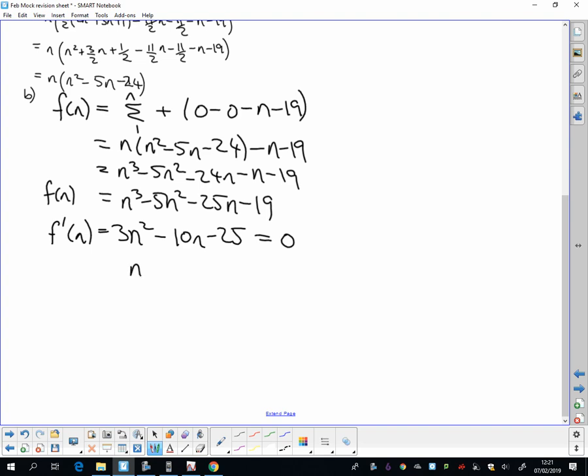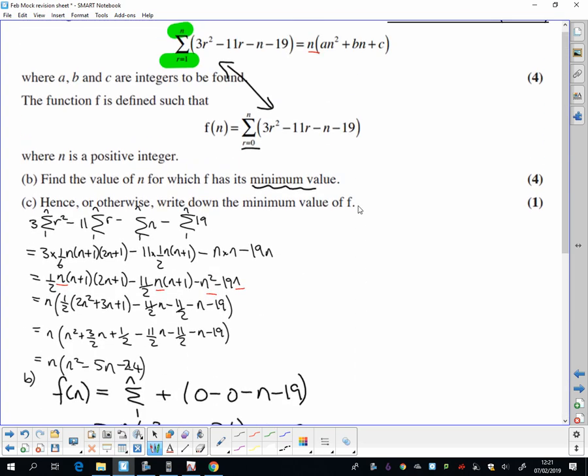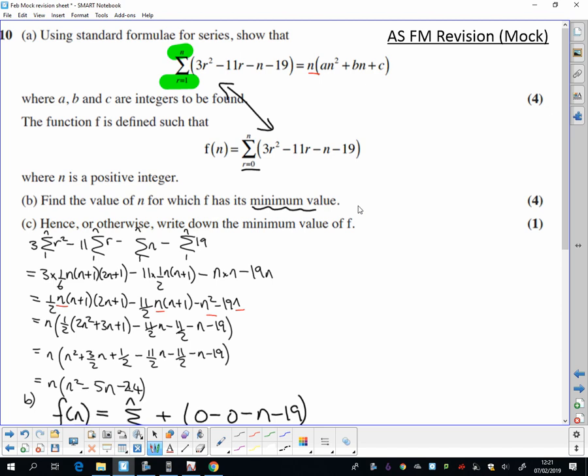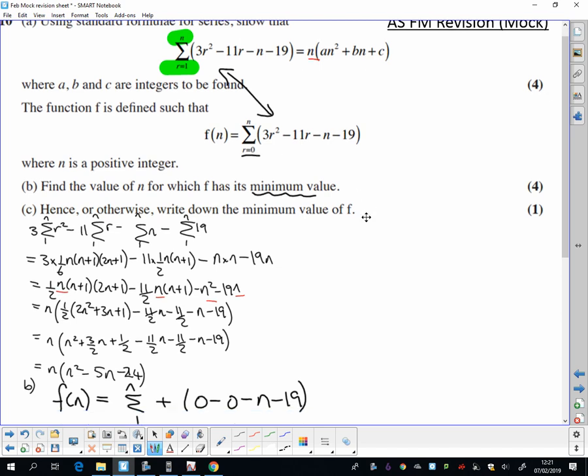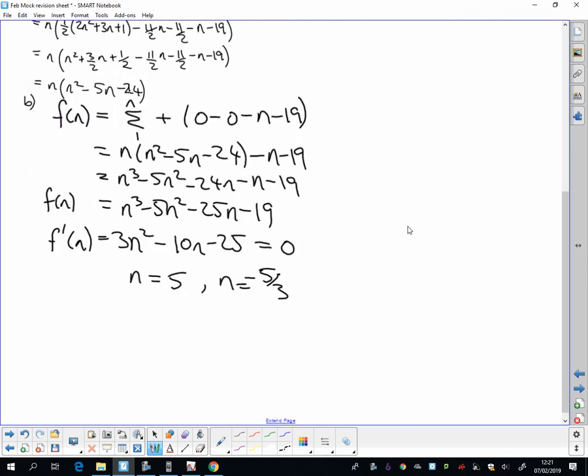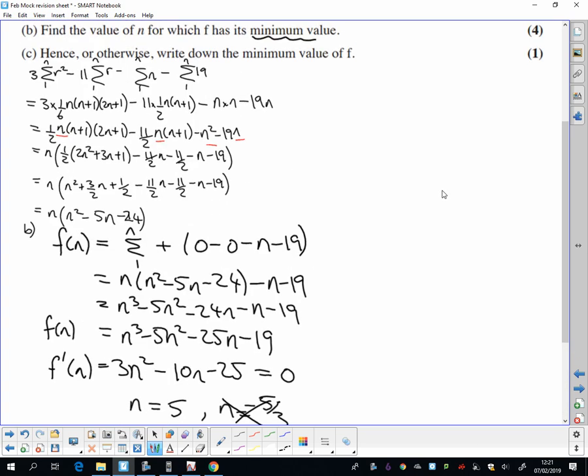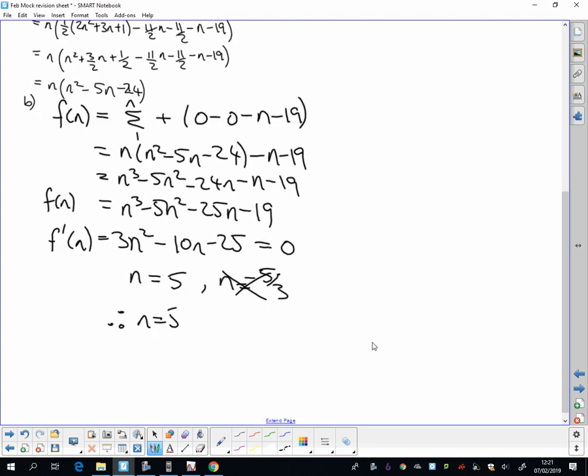So if you solve that, you'll get n is 5, or n is negative 5/3. Now, n can't be negative 5/3. n is the top of our summation here, which is from 0 to n, and so it has to go up, and it has to be an integer. So that one's not possible. So therefore, n equals 5 when we are trying to find the value for n which has its minimum value, which was part B.